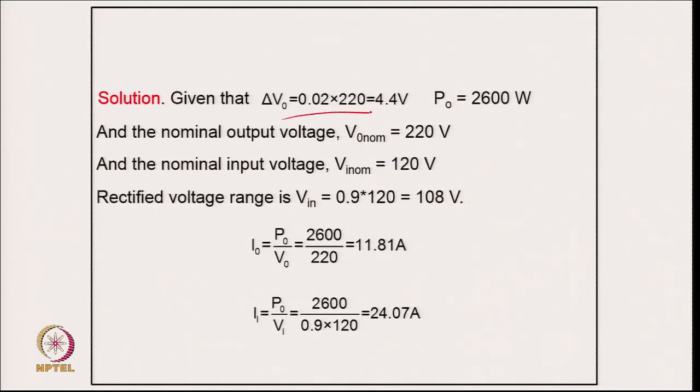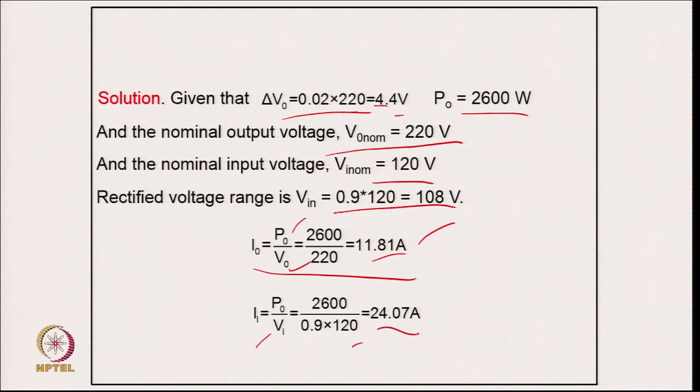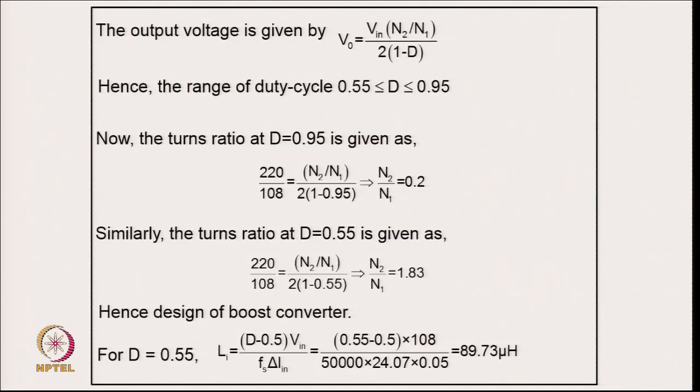So, coming to here, output voltage ripple of 2% of 220 is 4.4 volt, output power is 2600 watt and nominal output voltage of 220 volt and input nominal 120 volt, and typically the rectified output voltage will be 0.9 times 120. The output load current is P upon V0, it comes 11.81 and input average current will be 24.07 ampere.